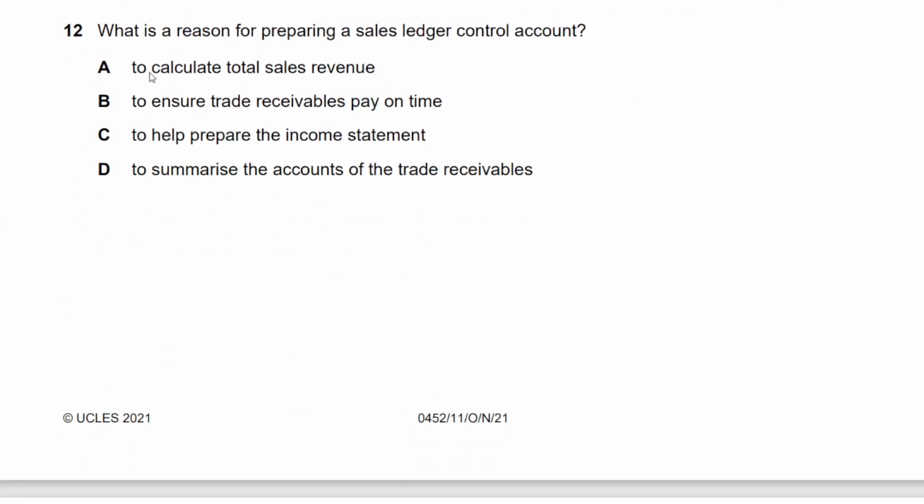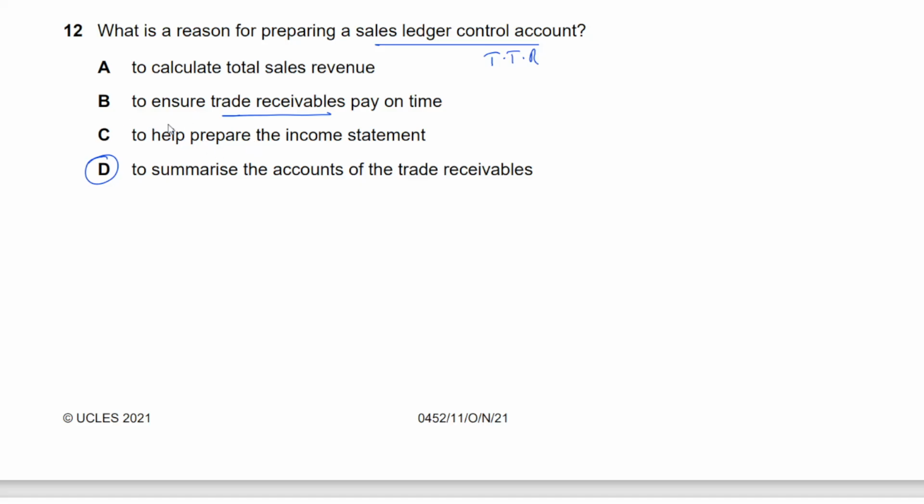Number 12. What is the reason for preparing a sales ledger control account, also known as total trade receivables account? To calculate total sales revenue? To ensure trade receivables pay on time? That is indirectly related. To help prepare the income statement? No. It can help you in preparing the statement of financial position. To summarize the accounts of trade receivables. And this is apparently the best option.